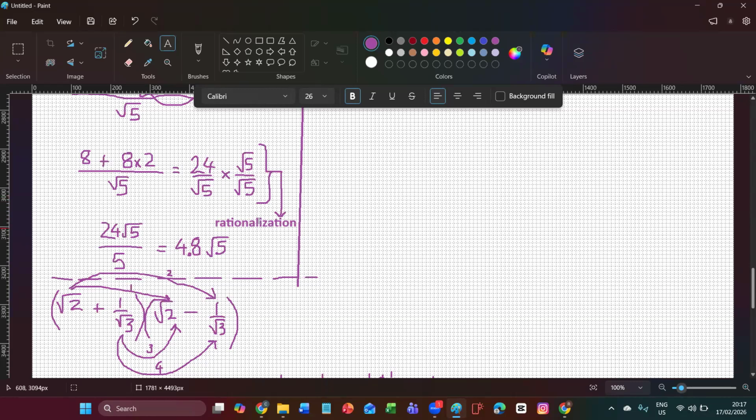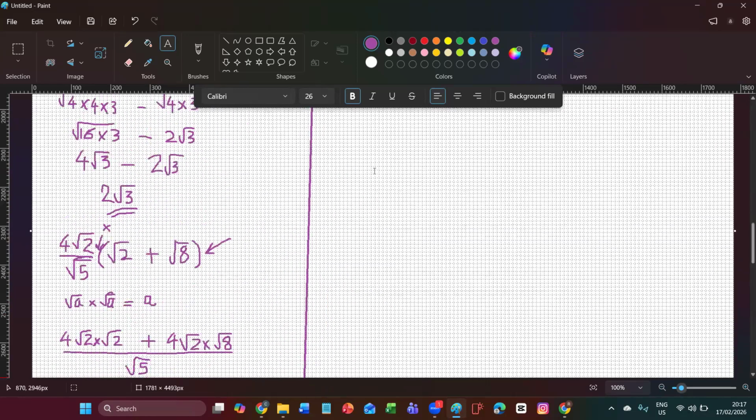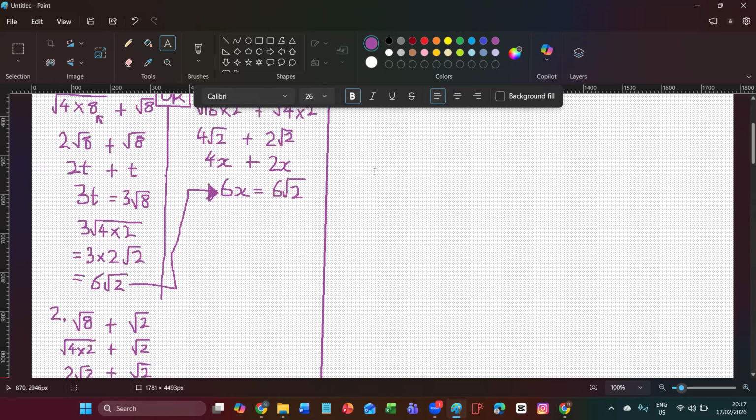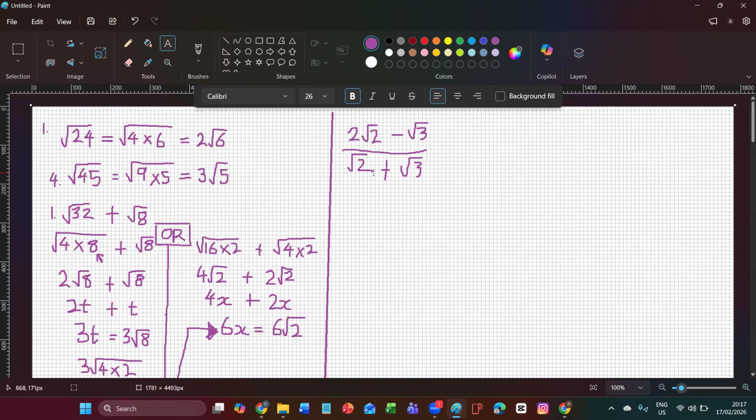So rationalization for a simple surd ratio like this is what? Multiply by whatever is in the denominator. I told you that if you have something like 2 root 5, ignore the 2 and just multiply by root 5. The 2 will take care of itself, eventually becoming 2 times 5, which gives you 10. But in this case now, you can't do that kind of thing. You can't even think of it.